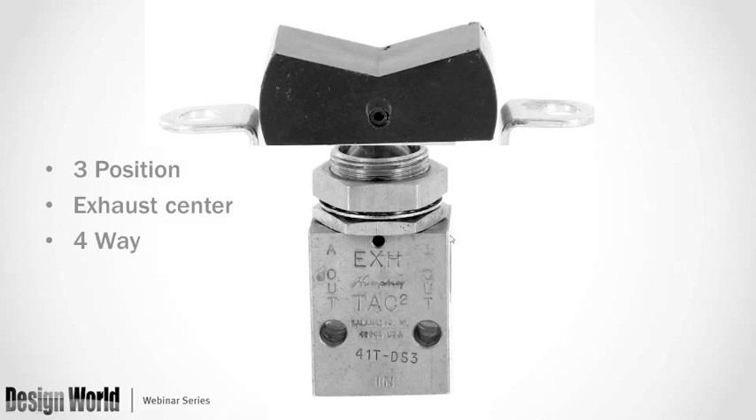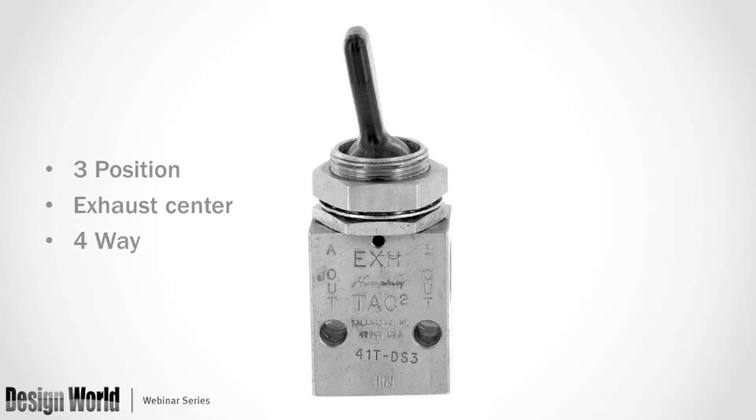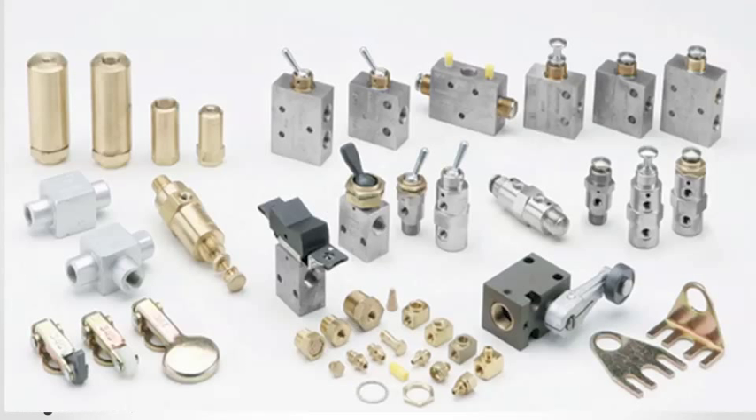Next slide, we have a little toggle, three position, center exhaust. Here's a valve that will exhaust when you're in neutral, so we could vent your cylinder ports. This is what I use with my safety circuits for my circuit breakers. When it's in the normal position, there's no air pressure to stop my circuit breakers from moving. I just use a garage door opener to control that, by the way.